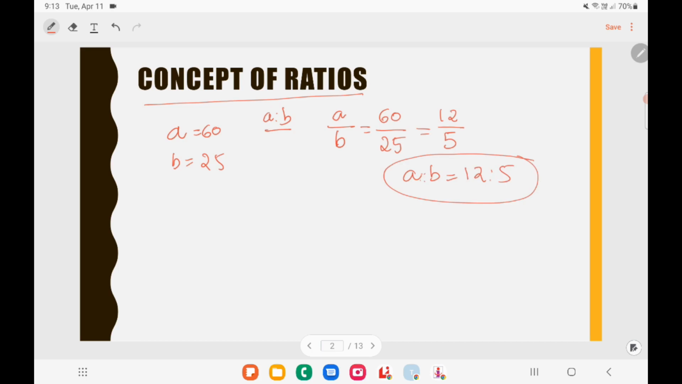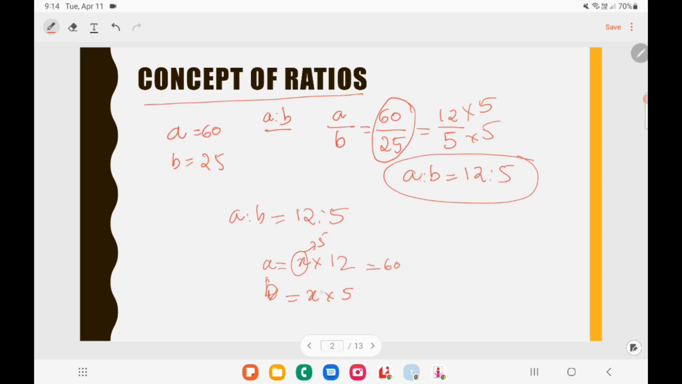If you are given A is to B is 12 is to 5, and then asked what is A and B, that means A will be some number x into 12 and B will be the same number x into 5. Here 60 and 25 mean 12 into 5 and 5 into 5. So in the example that I have taken, x was 5, A is 5 into 12, which is 60, and B is 5 into 5, which is 25. So this is the general concept about ratios.